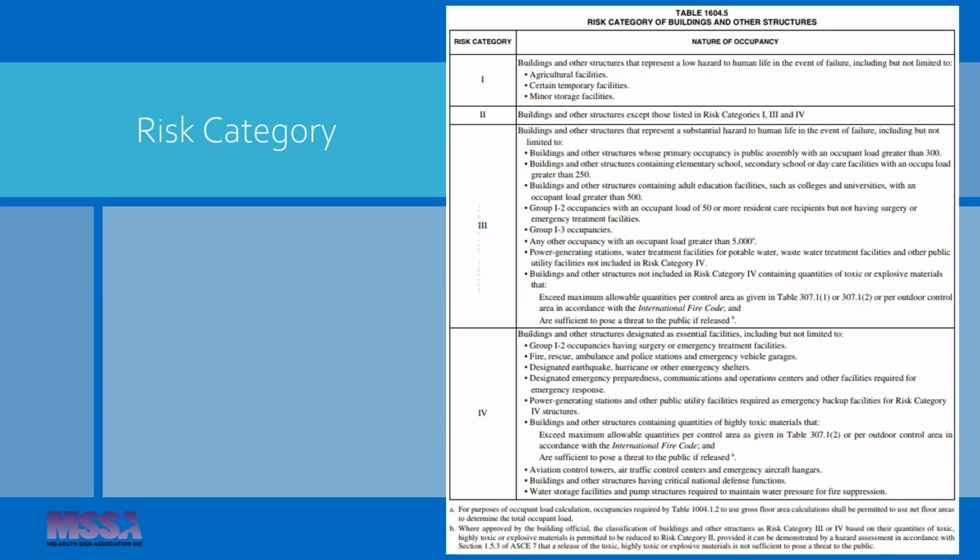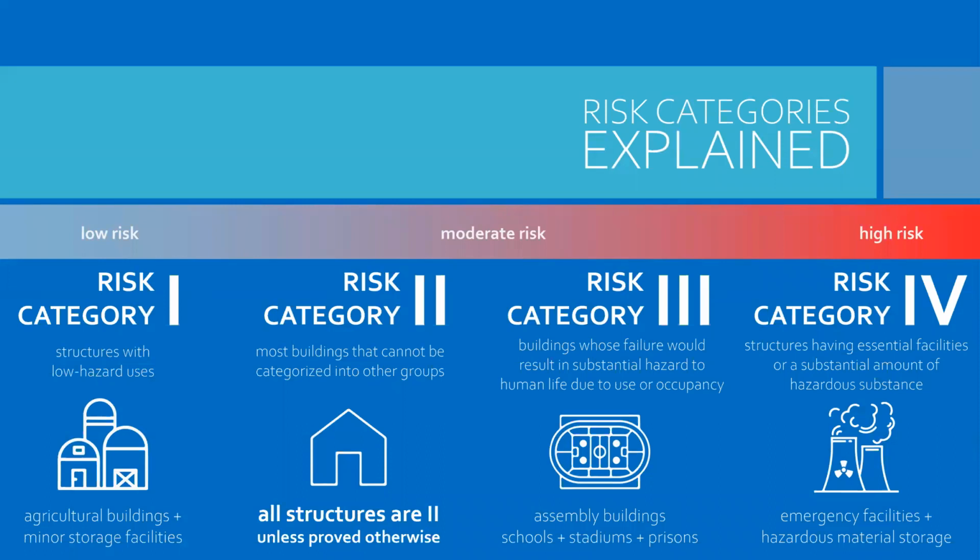This is literally what the building code says as far as the risk category. But what do you as a project manager need to know? This is a good summary right here. Signage is generally considered risk category 1 or 2. As you can see from this slide, risk category 1 are structures with low hazard uses. Risk category 2 is, to me, again, a little bit funny, anything that's not in any other group. So risk category 2 is the default unless it's 1, 3, or 4.